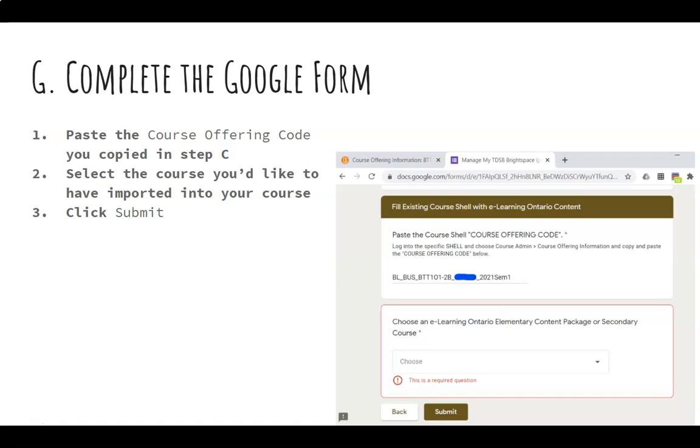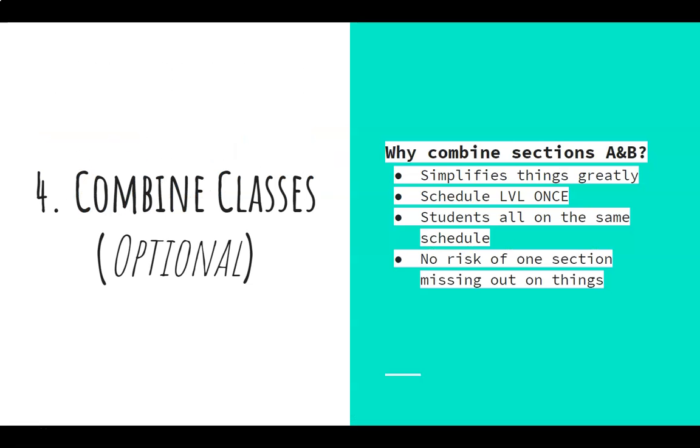Make sure you complete the Google form. So fill in your details, your username, your employee ID, those kind of things. I'm sure you can do this without my help. Where it says paste the course offering code, you remember that course code that we copied earlier? This is where you would paste it. Then you would have to choose the particular content that you would like to go into your course. And of course, submit. That's how you get your course content added to the course.